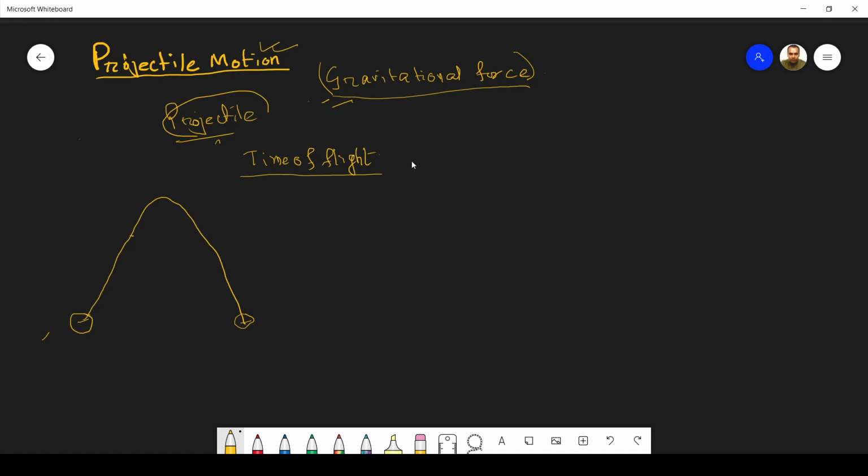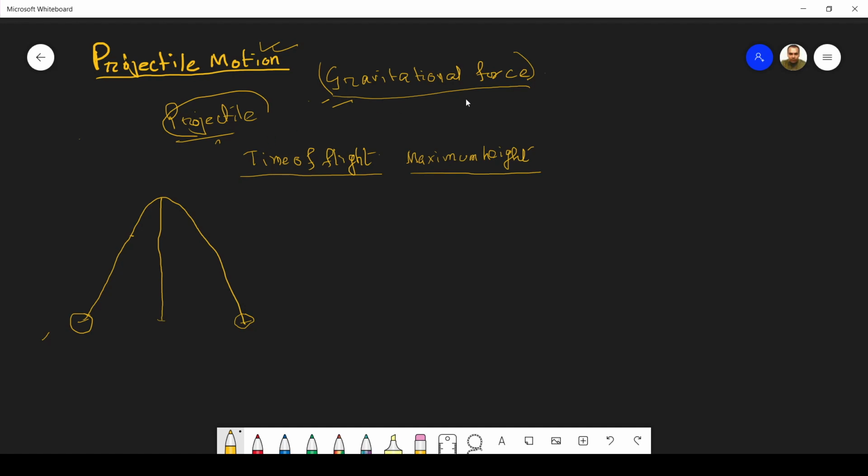The second term that we will calculate is the maximum height. From the term itself we understand that it is the maximum height attained by the projectile during the course of its motion. This is the ground and this is the maximum height. This line represents the maximum height.